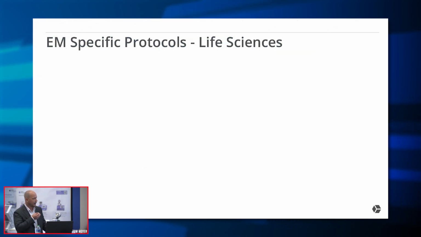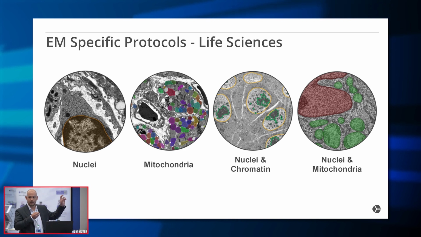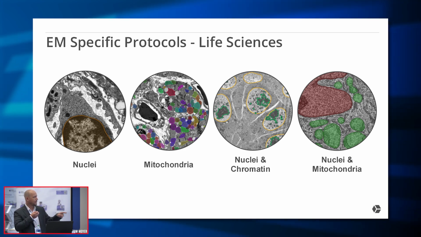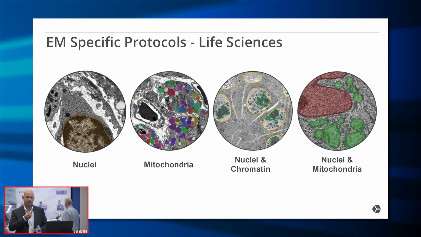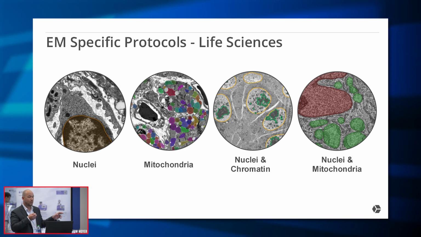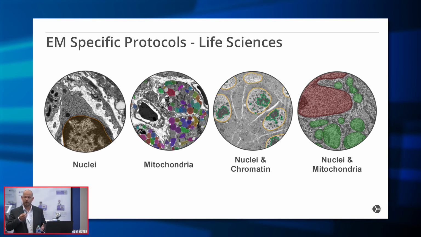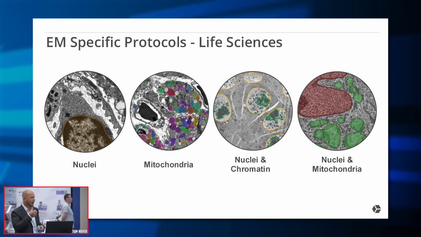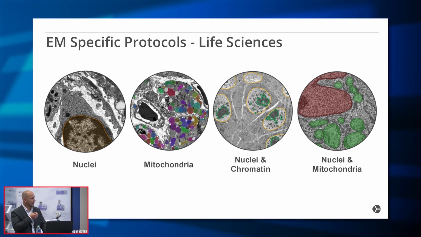So now I just want to highlight, again, we have life science specific protocols: nuclei, mitochondria, nuclei and chromatin, and then the combination of nuclei and mitochondria. So some of our protocols include the ability to use a single AI deep learning segmentation model, or we can actually incorporate multiple models into an image. So if you're interested in, say, a parent-child analysis, we can create a model to identify the parent objects, and then a separate model to identify the objects within that parent class.